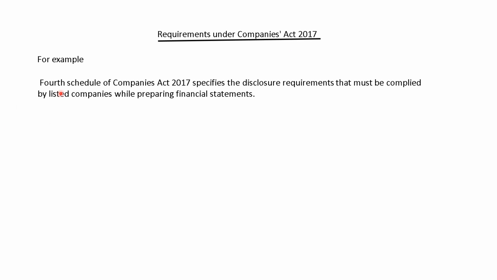For example, the fourth schedule of Companies Act 2017 specifies the disclosure requirements that must be followed by the listed companies in Pakistan while preparing their financial statements. So the requirements of Companies Act 2017 sometimes cause the difference in the appearance or items of financial statements of Pakistani companies.